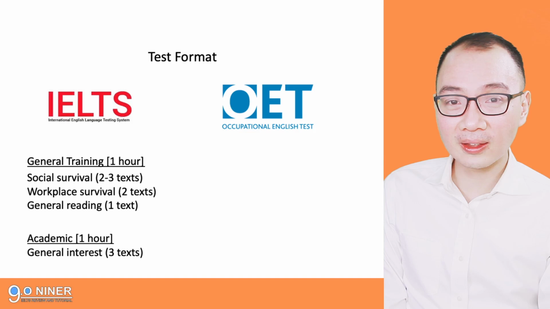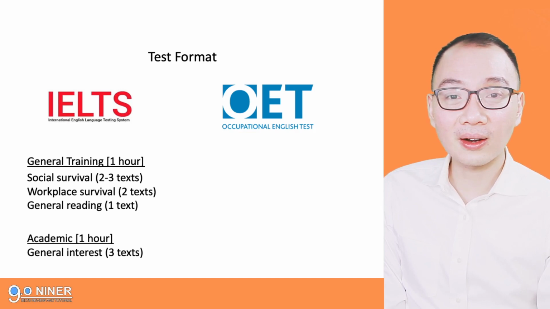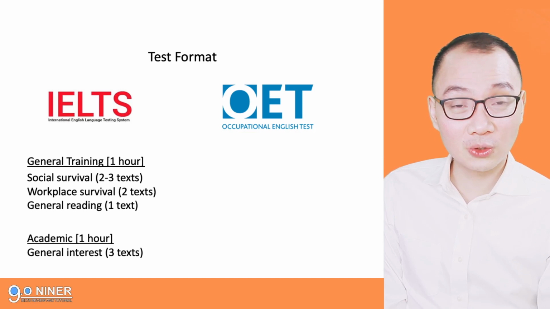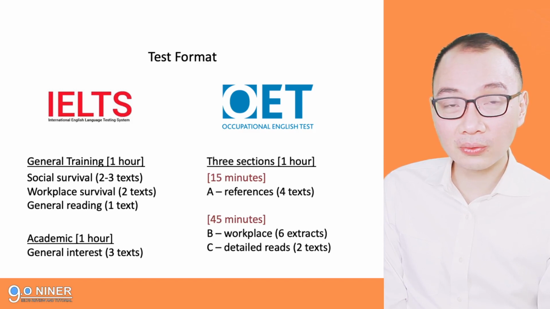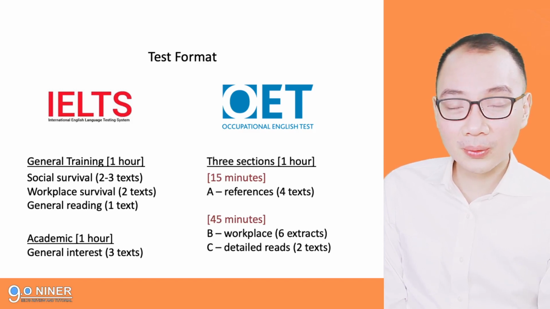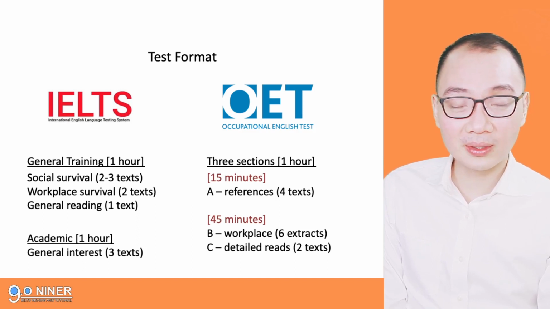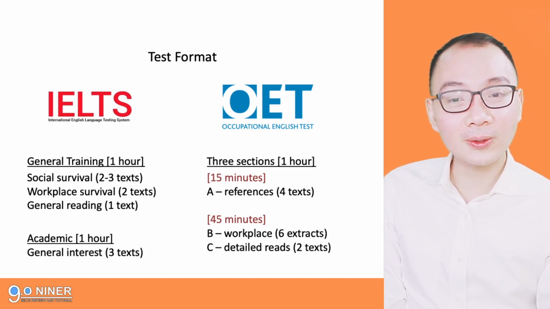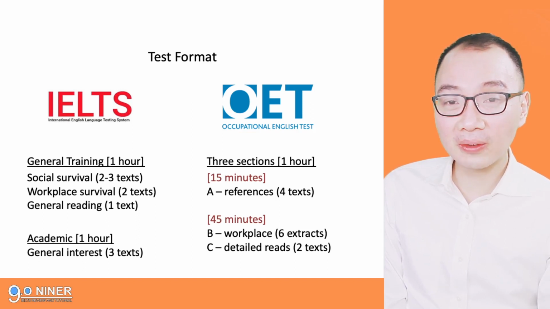Nothing, of course, that requires specialist knowledge, but nonetheless they are more advanced and longer compared to what is given to general training. On the other hand, for the OET, there are no 2 versions, but there's only 1. So everyone who takes the OET gets 3 sections. The exam for both tests also lasts for 1 hour. But for the OET, this 1 hour is divided into 2. The first 15 minutes to do part A, and then the last 45 minutes to do parts B and C.